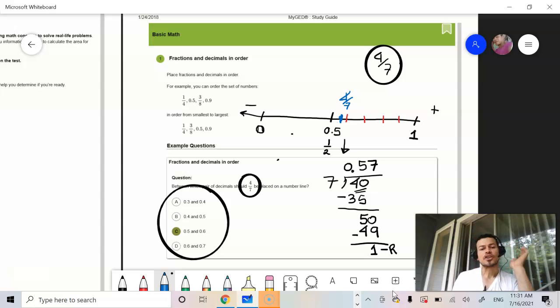So the correct option is between 0.5 and 0.6 because as you can see you have 0.5 here and 0.6 is this point that you have right here, okay? So the correct answer is option C, between 0.5 and 0.6.